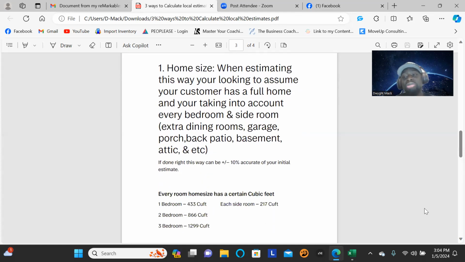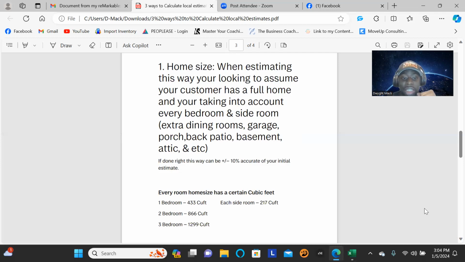If this is done right, you can be plus or minus 10% accurate on your initial estimate. So if you say this job is going to be about 4 hours, then 10% of that is ideally maybe an hour more or maybe an hour less. So that's the range we're going off of. But if it's 2 hours over, 3 hours over, well, that's a full 100% over. Something was off about the information you received in this case.